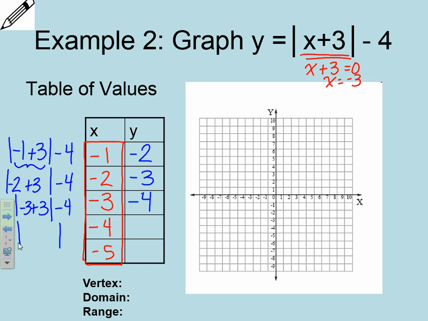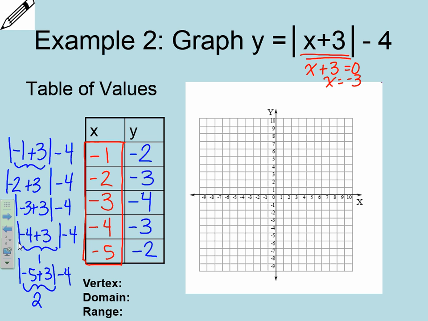Now I'm going to plug in negative 4. Negative 4 plus 3 is negative 1. Careful now, absolute value of negative 1 is positive 1, minus 4, negative 3. And one more, negative 5 plus 3 in the absolute value, then subtracting 4. Negative 5 plus 3 is negative 2, but then absolute value becomes positive 2. Subtract 4, negative 2 for my answer. So again, we'll go over our graph. We should expect a V shape.